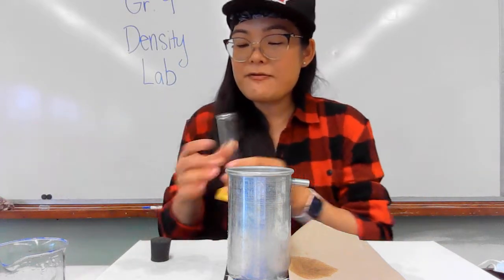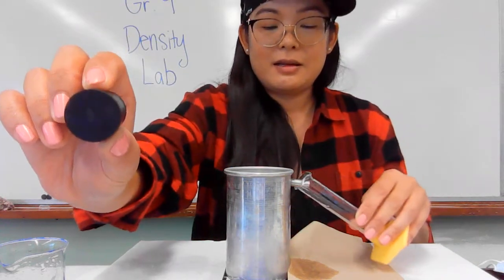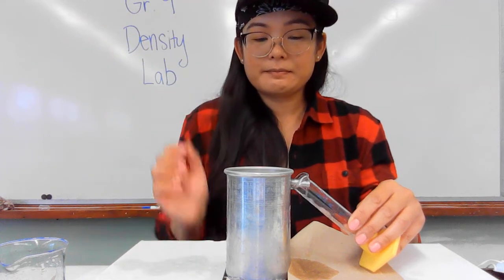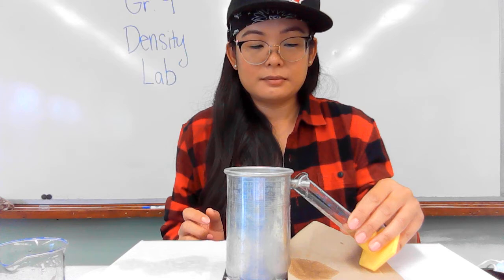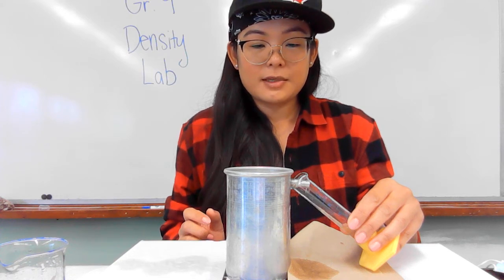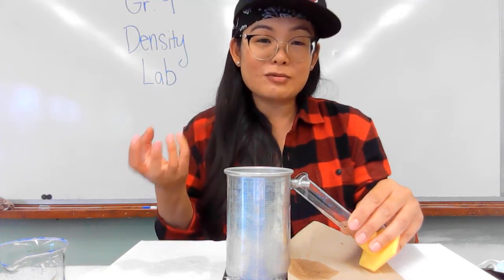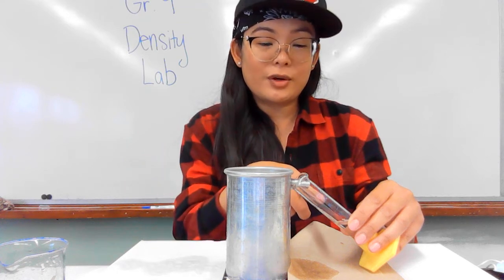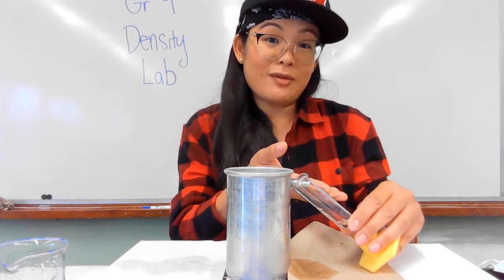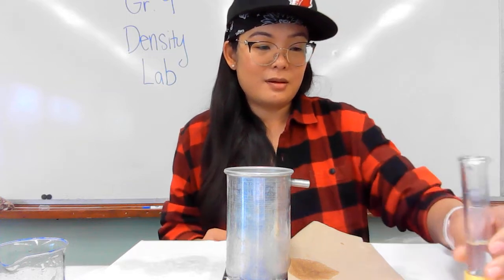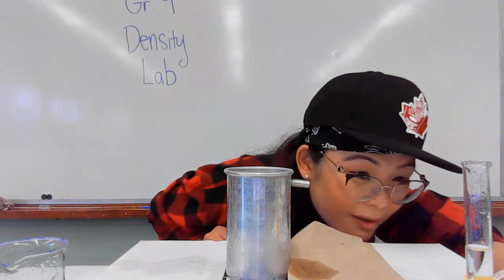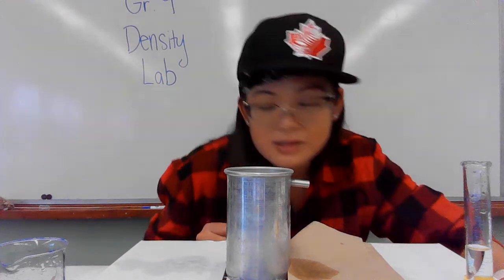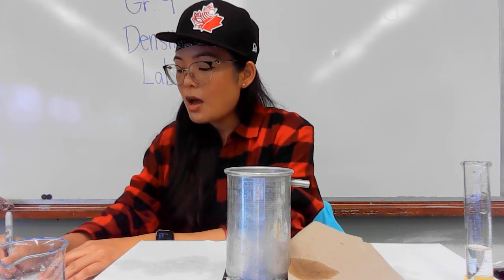Last one, number 5. Ready, set, go. So you can tell the bigger the rubber stopper, the more overflow you're going to get, and the bigger the volume. All right, so I've got a volume of about 14 milliliters. So I'm going to write 14 centimeters cubed on the chart.